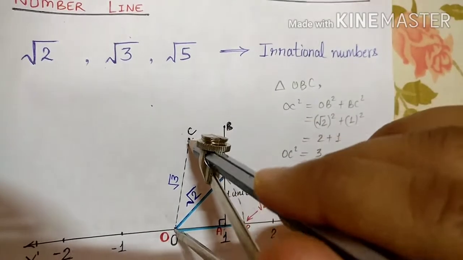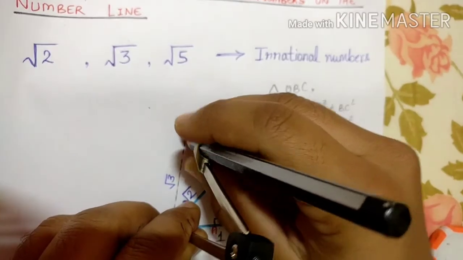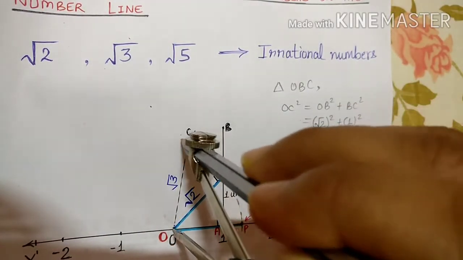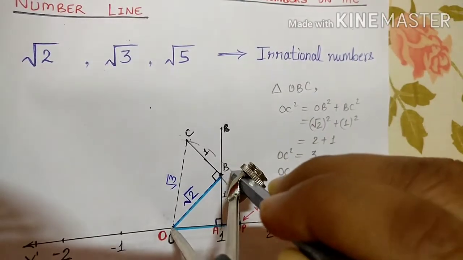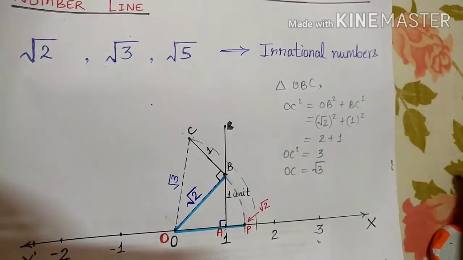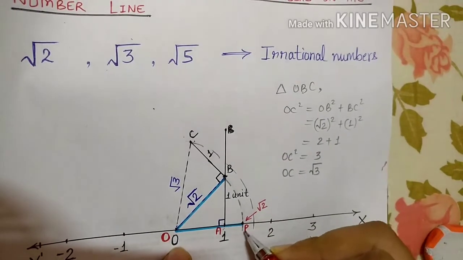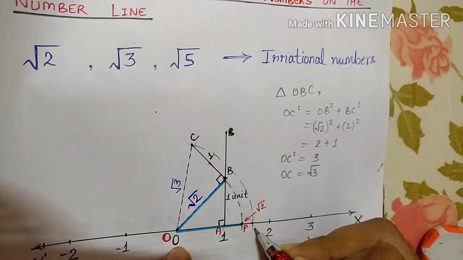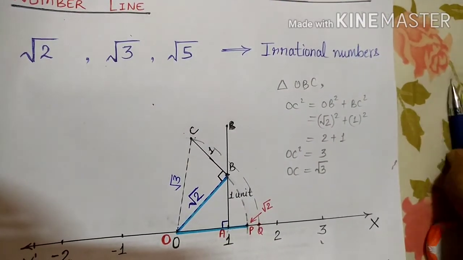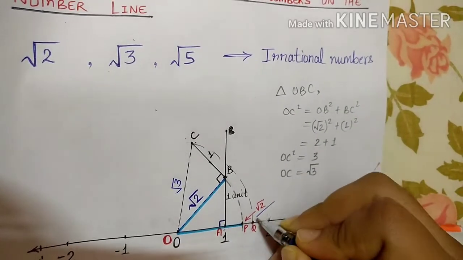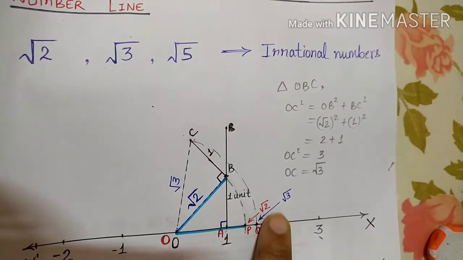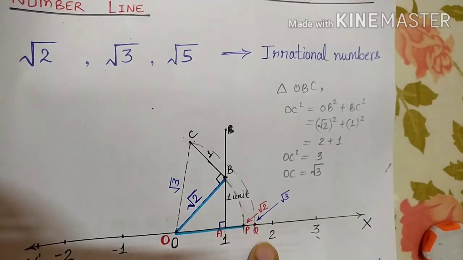So if I draw, I have taken O as the center and OC as the radius. If I draw an arc, it will cut the number line, and where it cuts, that point will show root 3. Last time I took point P, this time I am going to take point Q. So this point Q is showing root 3 on the number line. Okay, I hope it is clear to you.